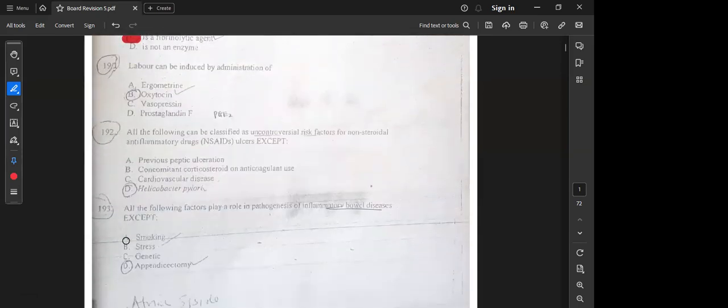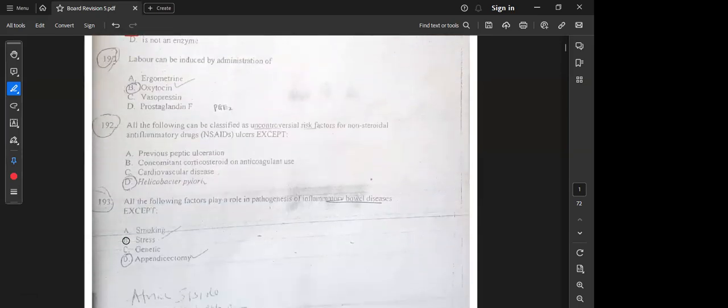Moving on. Perhaps anything on the chat box? Nothing. Okay. So question 191. Labor can be induced by administration of ergometrine, oxytocin, vasopressin, or prostaglandin F. Which drug do we use to induce labor? Divya is saying oxytocin is a drug used to induce labor. Oxytocin is the drug used to induce labor.